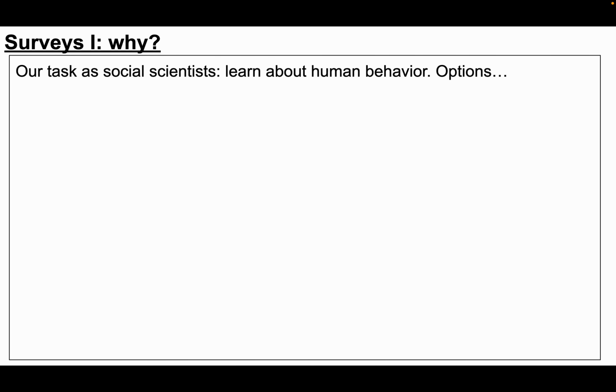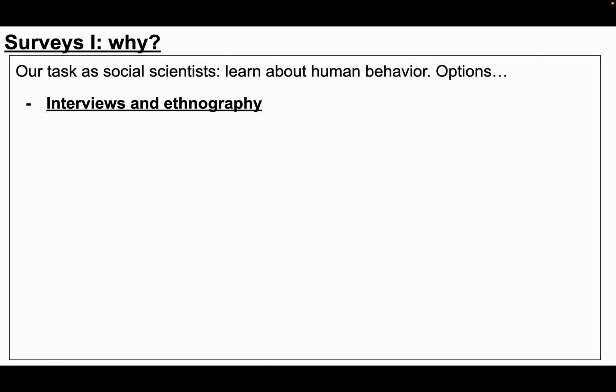So let's start with surveys. Why do we do surveys? Well, our task as social scientists is to learn about human behavior, and we have a raft of options. The first might be the most obvious. We could do interviews in ethnography, and an interview is different from a survey, largely in that you gather the data for an interview firsthand, and you typically let people speak to a large degree in their own words.